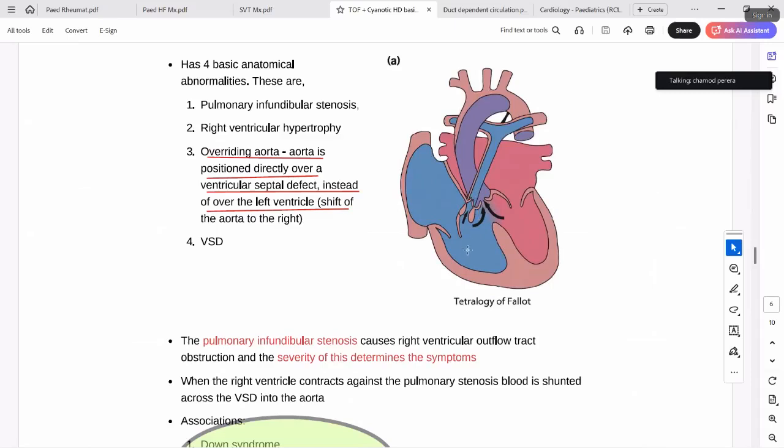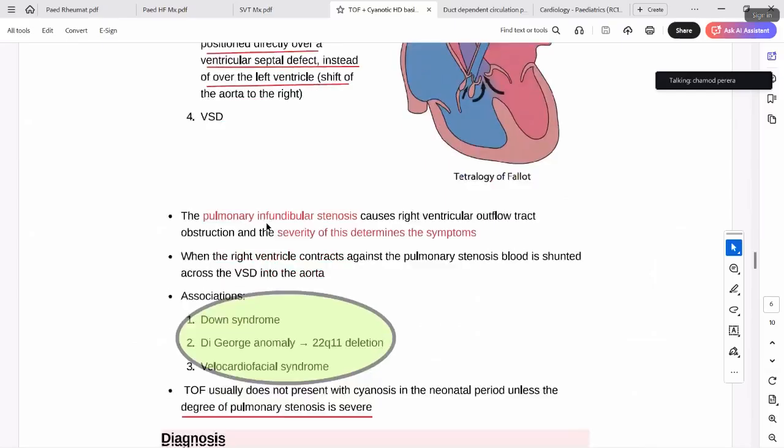So because of this, the right side of the heart will have to do more work. That is going to cause a right ventricular hypertrophy. And also they will have an overriding aorta. So normally the aorta is situated over the left ventricle. But here the aorta is a bit shifted to this side, and it is placed over the ventricular septal defect instead of over this side, right? So blood from both the right and the left side will enter the aorta, and this is the VSD. So these are the main 4 abnormalities that you get in tetralogy of Fallot, right?